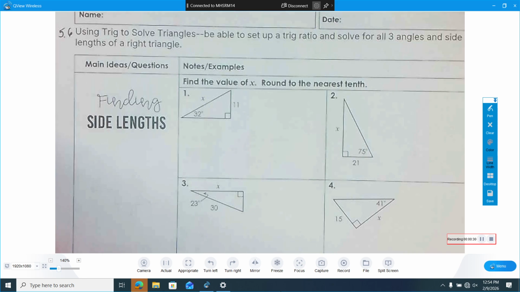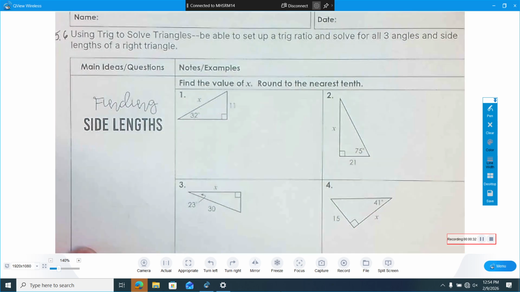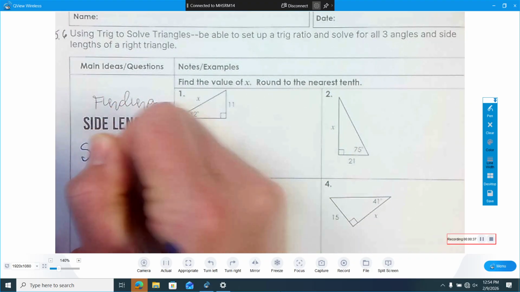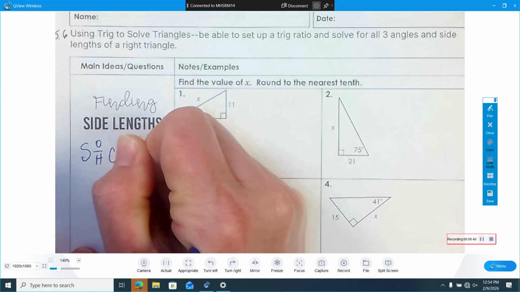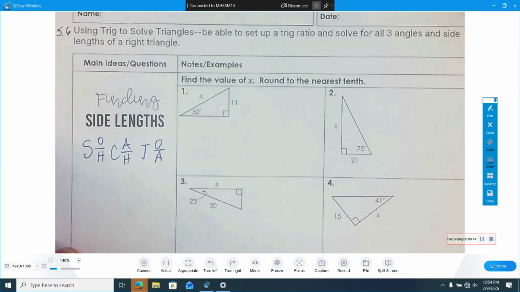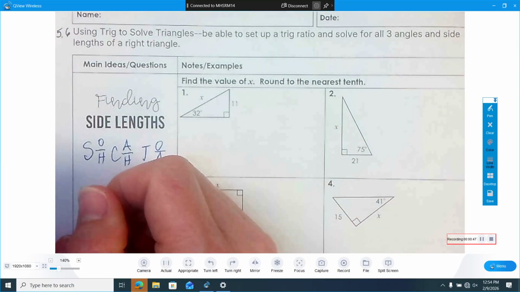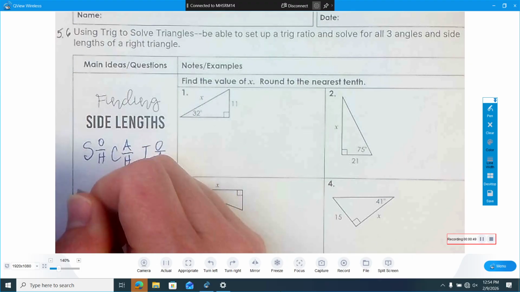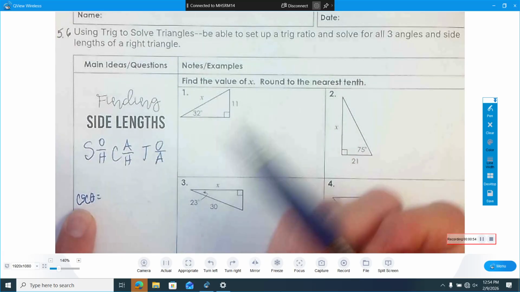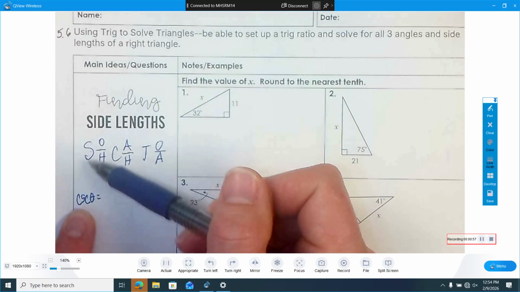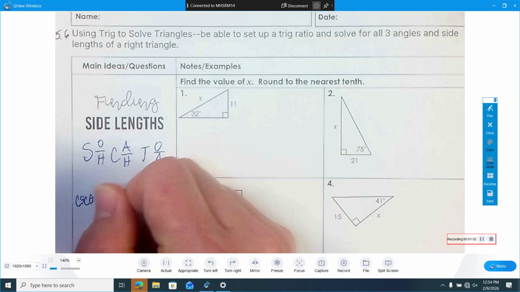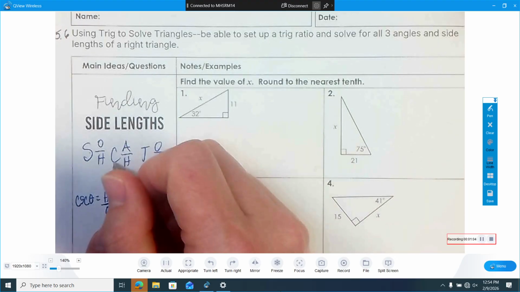So just as a quick review, what is our mnemonic for trigonometry? SOH-CAH-TOA, and I write it like that. We also learned, as a reminder, that if I wanted cosecant of theta, cosecant is the reciprocal of sine, so H over O, hypotenuse over opposite.